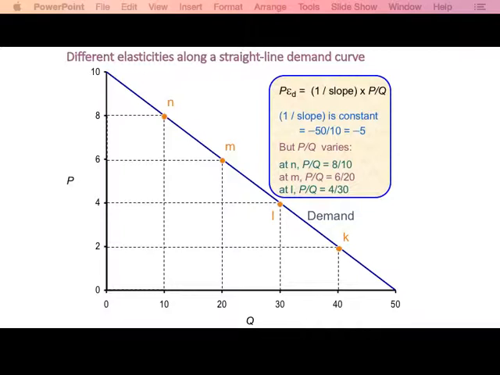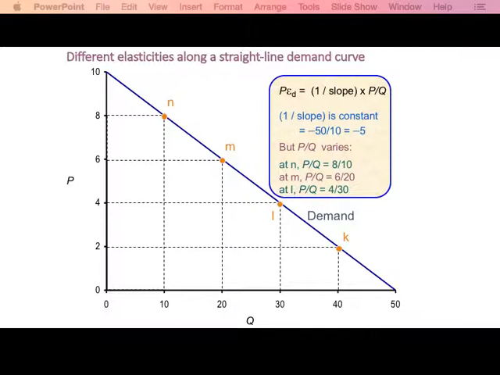Now try to do it for K. The values for K are not shown here, but you just have the coordinates. At point K, price is 2, quantity is 40, negative 1 over 2. At point K. You see, at two extremes, the elasticities are very high. Sorry, at the high extreme, elasticity is very high. At the lower extreme, K point, elasticity is low.